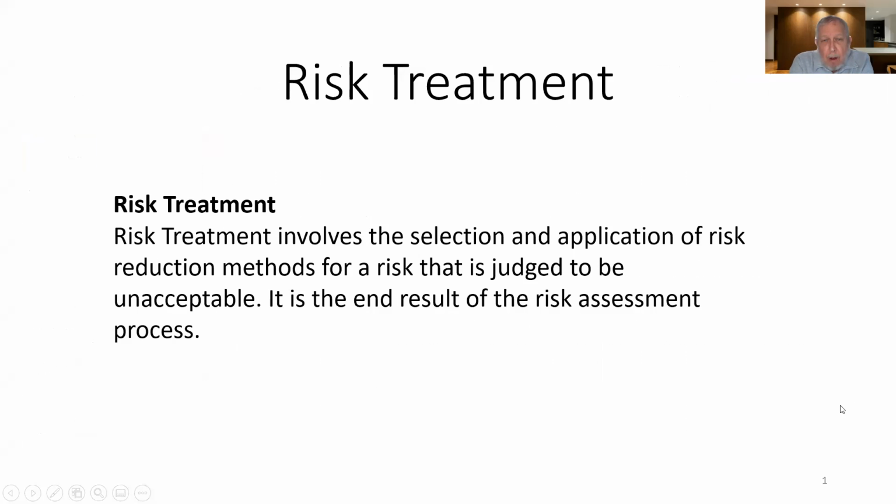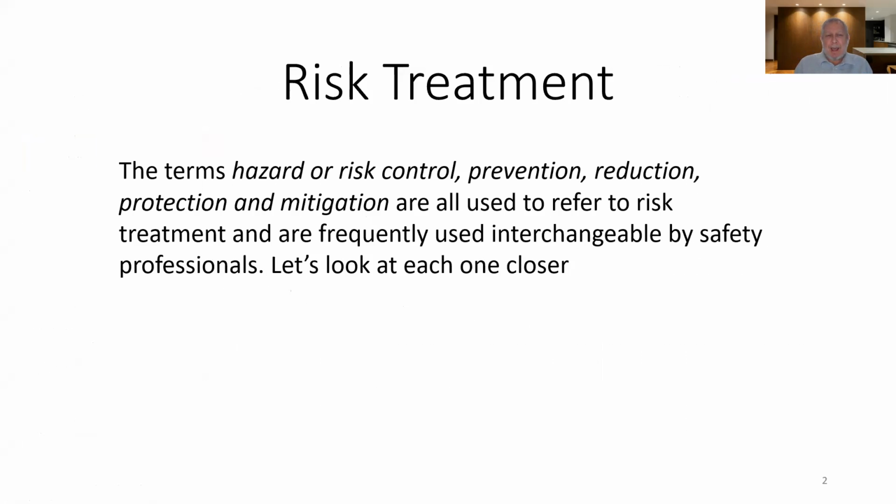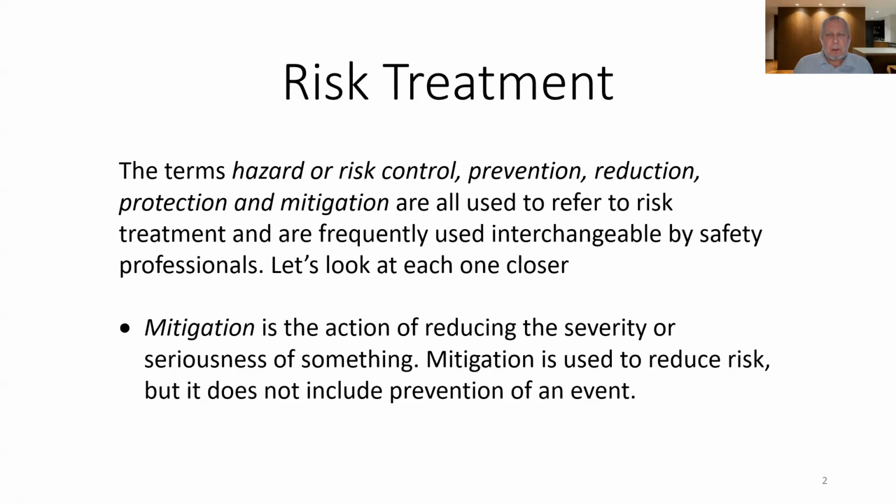Risk treatment involves the selection and application of risk reduction methods for a risk that is judged to be unacceptable. In other words, if it's acceptable, obviously you're not going to do anything about it. So it's the end result of the risk assessment process. The terms hazard or risk control, prevention, reduction, protection, and mitigation are all used to refer to risk treatment and are frequently used interchangeably by safety professionals. But let's look at each one a little bit closer.